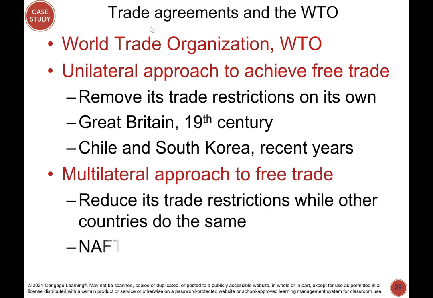Case study: trade agreements and the World Trade Organization. The WTO. A unilateral approach to achieve free trade is to remove trade restrictions on its own, as Great Britain did in the 19th century, and Chile and South Korea in recent years. A multilateral approach to free trade is to reduce trade restrictions while other countries do the same. NAFTA and GATT.